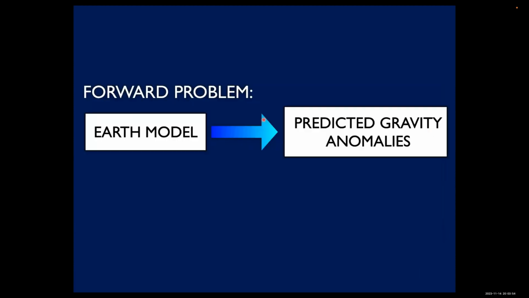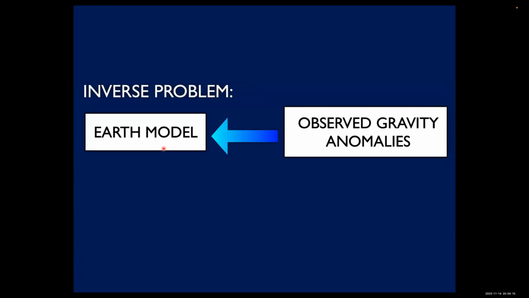So for those of you who are not familiar with inversion, the forward problem that we can do with any kind of information is build an Earth model. So in this case, a density model, and then we can predict what the gravity anomalies are for that specific Earth model. And this is a linear problem. This is not a hard problem. We know the physics. And then inversion problems are kind of magic in some ways, because what we want to do is get the Earth model directly from the gravity that we observed.